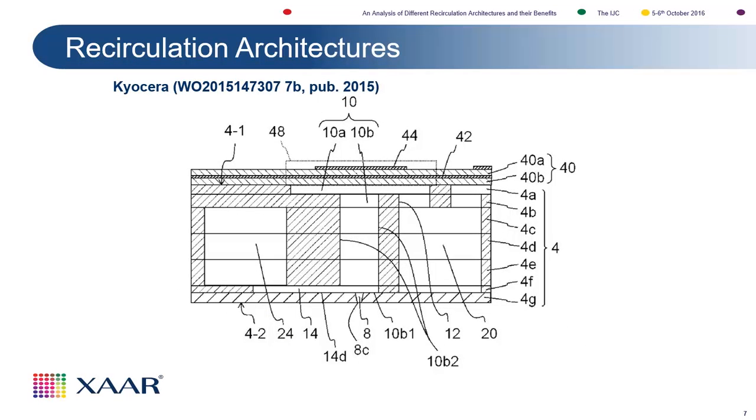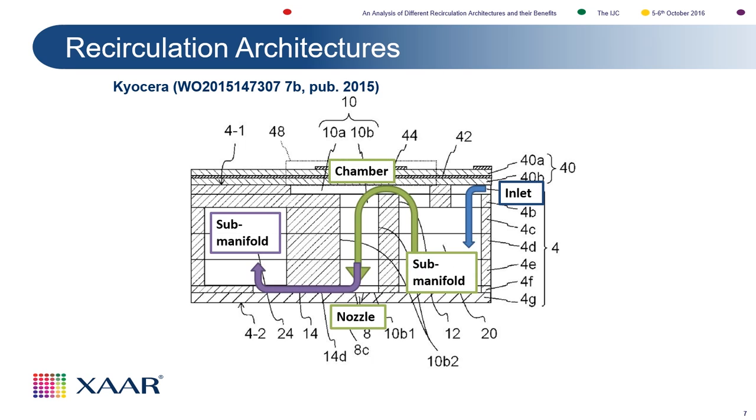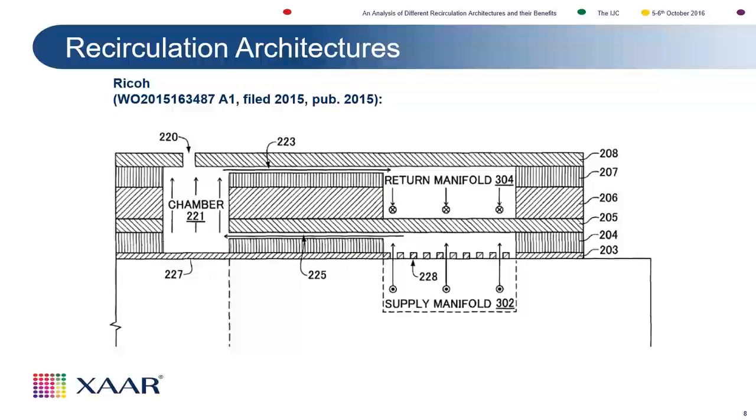And if you compare it to another supplier, Xaar, published in 2015, you can see it's got a pretty similar flow path. Inlet, submanifold, into the chamber, actuation occurs here, it flows down, past the nozzle, out through the submanifold. So again, fairly similar. And again, for Ricoh's, the same.